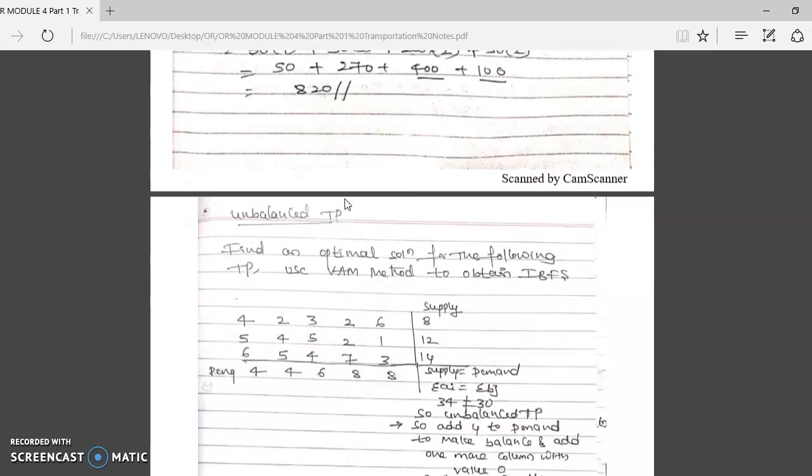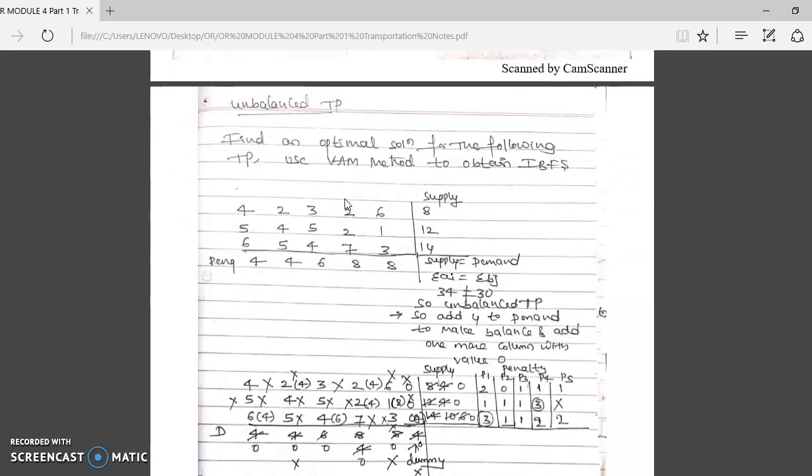So now we will see the next example. It is an unbalanced transportation problem. So supply is 34, demand is 30. It is not equal. Where are we lacking that value? Here 4 is missing. Where? In the demand. Demand means the column. In the column 4 is missing. So I am adding 4 here. I have to add 4 and write the remaining elements as 0.